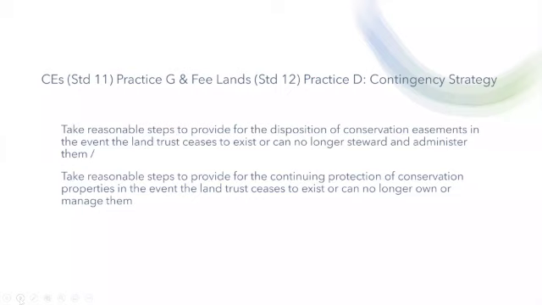Standard 11 practice G and standard 12 practice D both deal with contingency planning. And that really is something that is promoting having a backup organization ready to assume responsibility for your conservation properties in case your organization becomes unable to fulfill its stewardship responsibilities, or if it decides to dissolve.